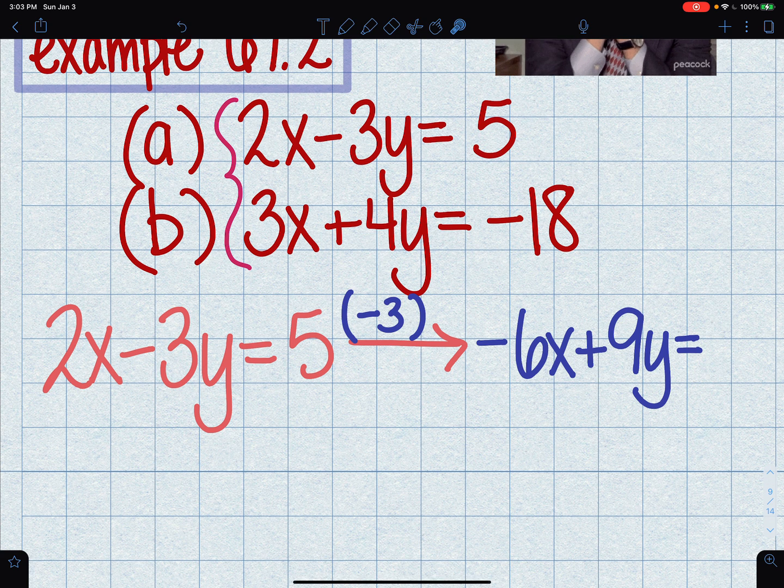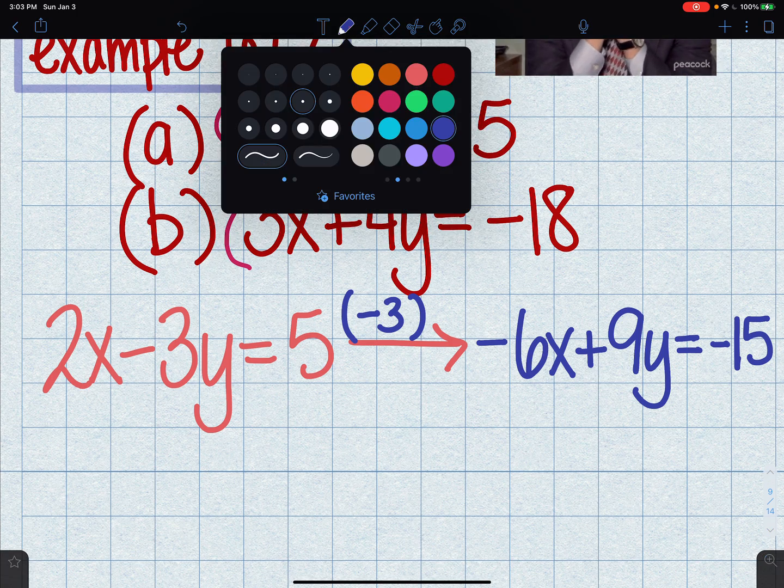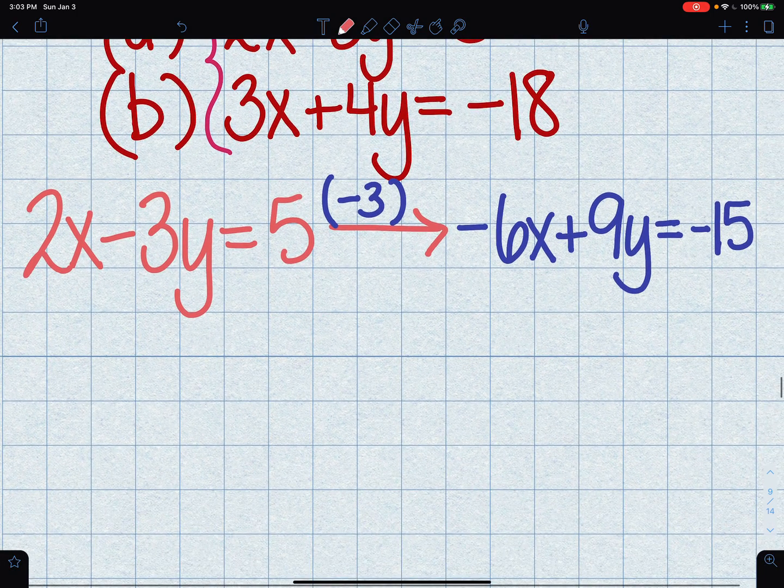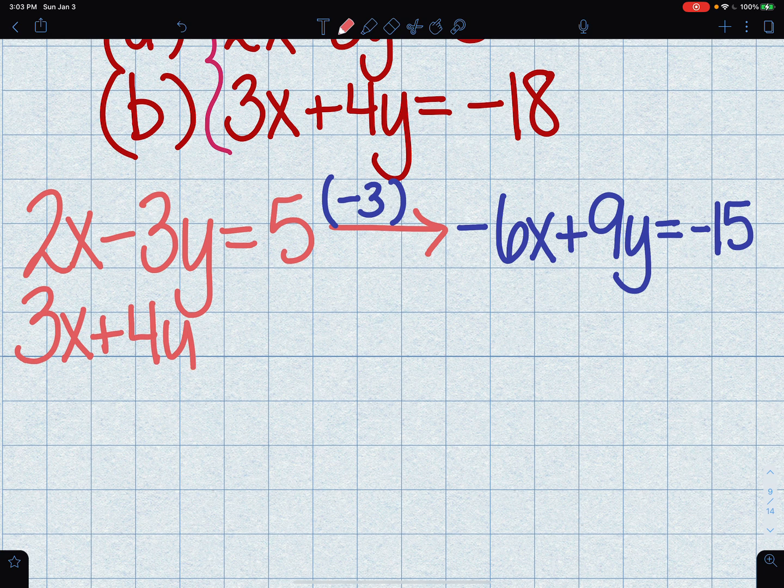And then you've got 5 times -3, and that's going to be -15. Okay, perfect. Now let's do equation B. Equation B is 3x plus 4y equals -18. Whoops, -18. Now, I want to multiply this by something so that when I add these together, something cancels out.